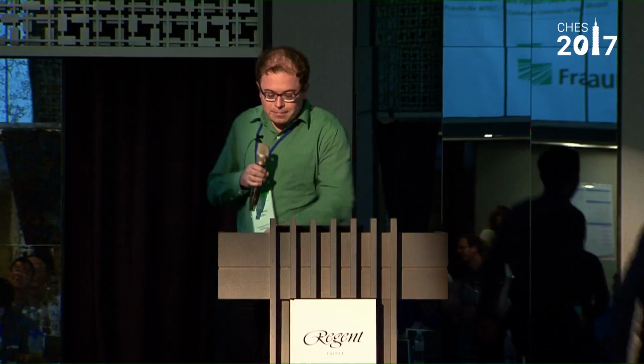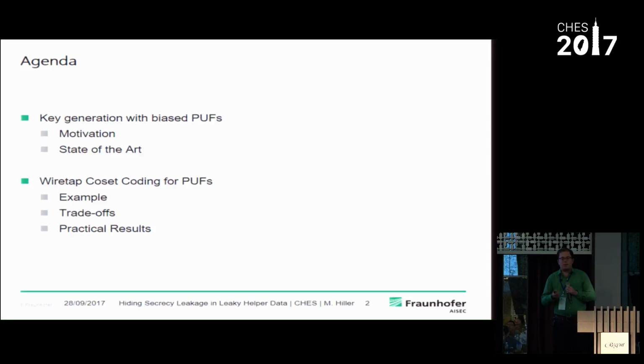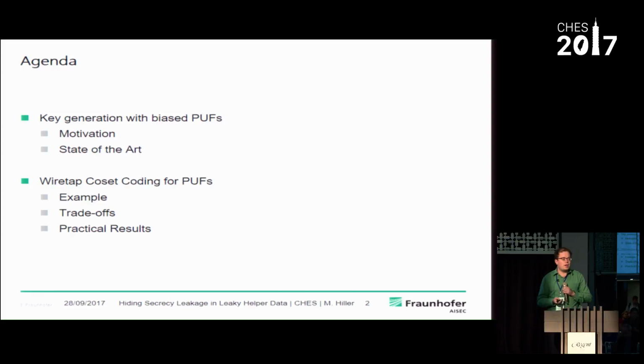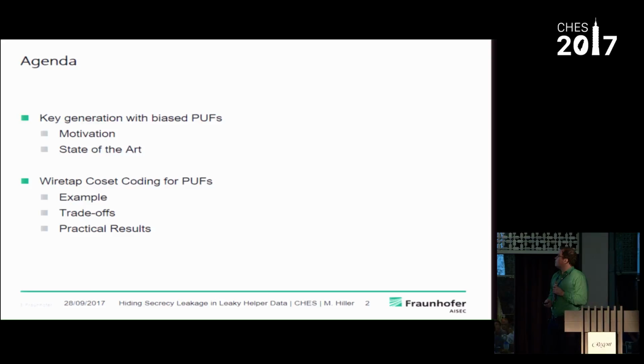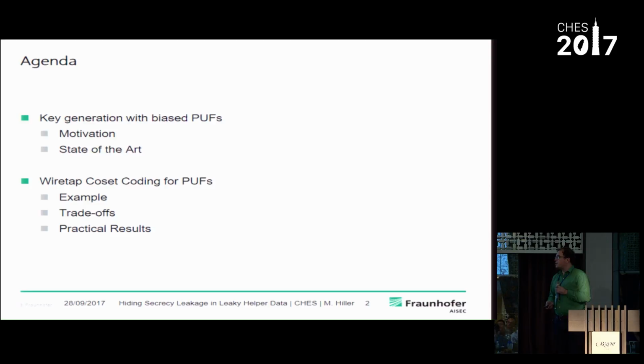So hello everyone, and welcome to my talk, Hiding Secrecy Leakage in Leaky Helper Data. Let's start with a brief agenda over the topics I'll cover in this talk. I'll start with key generation with biased PUFs: what's the motivation behind that, and what are the issues you see there? Then I'll give you a brief impression of state-of-the-art approaches, and then go to wiretap coset coding, which we applied to PUFs for the first time. I'll walk you through an example to show how it works and why it works, then go a little bit into trade-offs between different parameters and their effect on the leakage, and then end with some practical results.